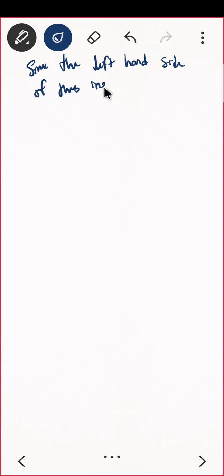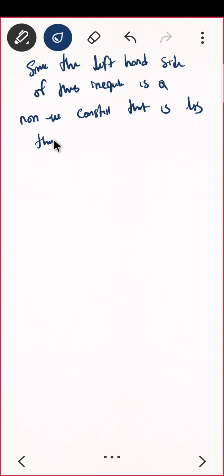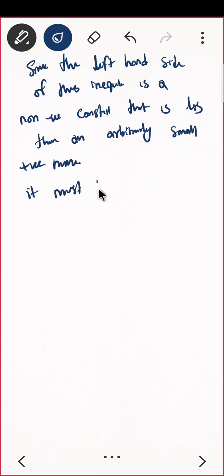Since the left hand side of this inequality is a non-negative constant, that is less than what? That is less than an arbitrary small positive number, so it must be 0. Left hand side must be 0.